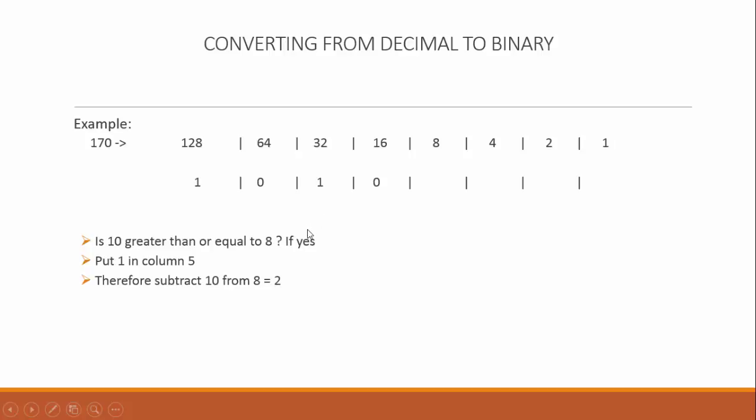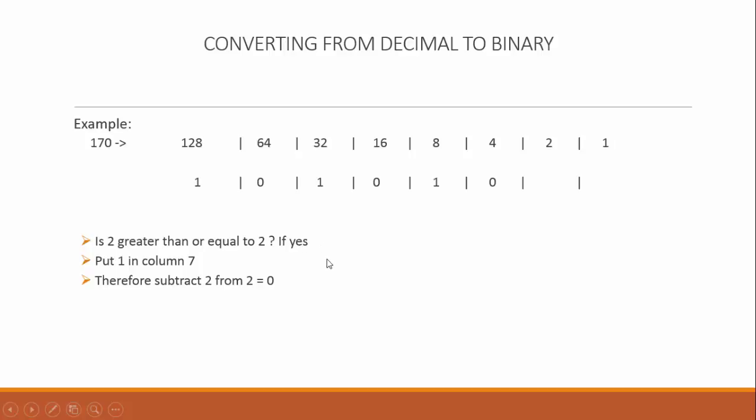Then we check if that same 10 is greater than or equal to 8. If yes, we put 1 in column 5 and then subtract 8 from 10. So 10 minus 8 gives us 2, and we put 1 in column 5. Now we check: is 2 greater than or equal to 4? It's not equal and it's not greater. So we put 0 in column 6. Then we check again: is 2 greater than or equal to 2? That's for column 7. Yes, so we put 1 in column 7.